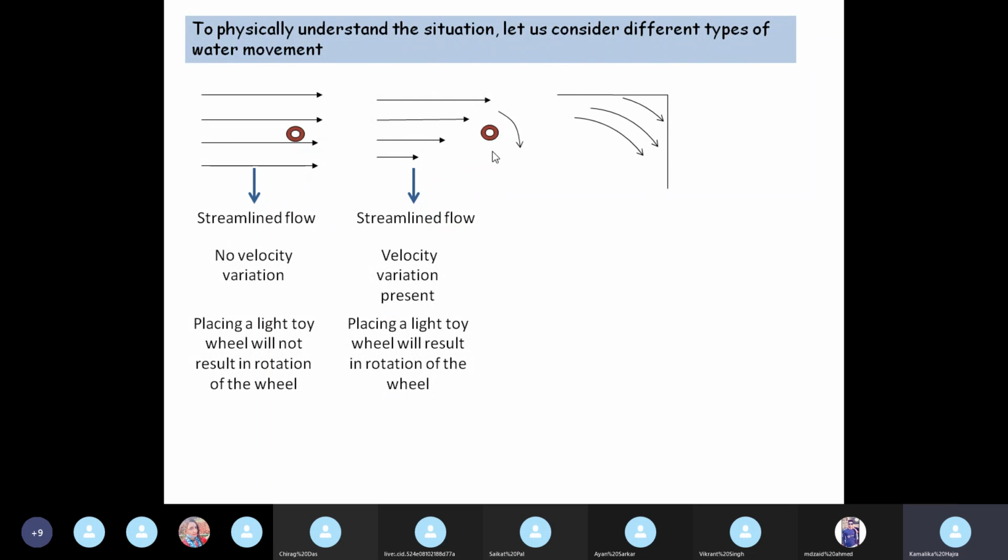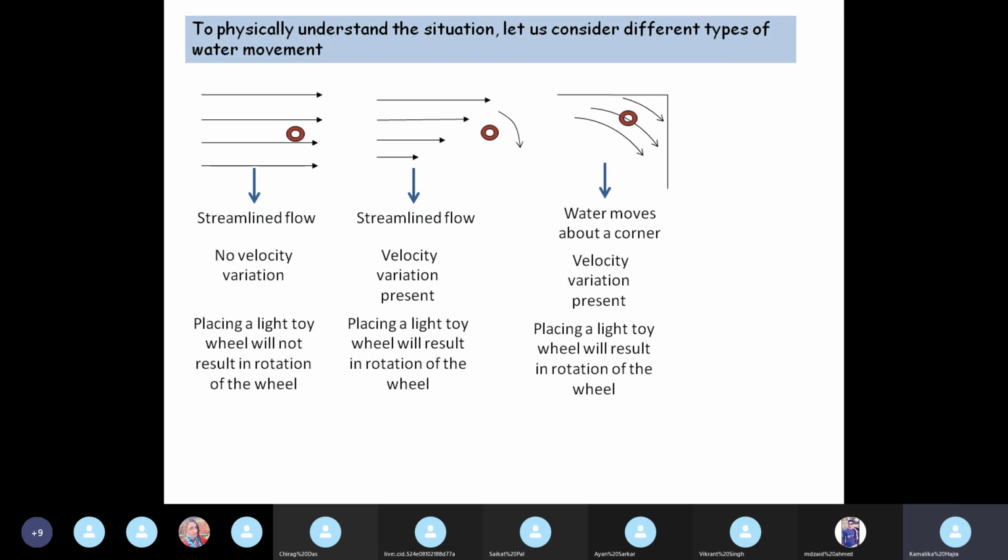Suppose the water is flowing around a corner. Even if the magnitude remains the same, there will be a change in direction. So there will be variation in the velocity. So if you place the wheel over here, there will be rotation of the wheel.